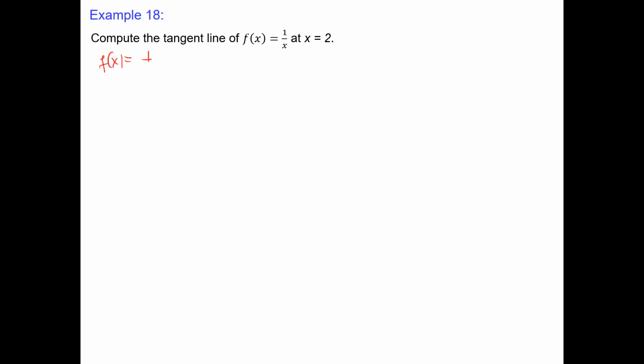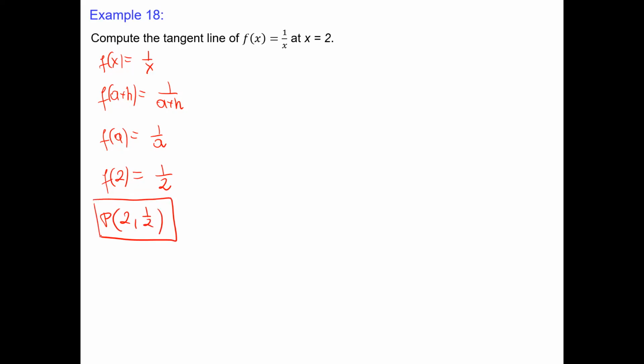f of x is 1 over x. f of a plus h will be 1 over a plus h. Let's just evaluate. f of a will be 1 over a. The evaluation: always we're replacing x in the formula with the quantity in the parentheses. Now we need f of 2, which is 1/2. That means the point is (2, 1/2). We're looking at the tangent line at the point (2, 1/2). In point-slope form, 1/2 and the slope. And what is the slope of the tangent line? The derivative. Derivative at 2. Let's find that derivative.